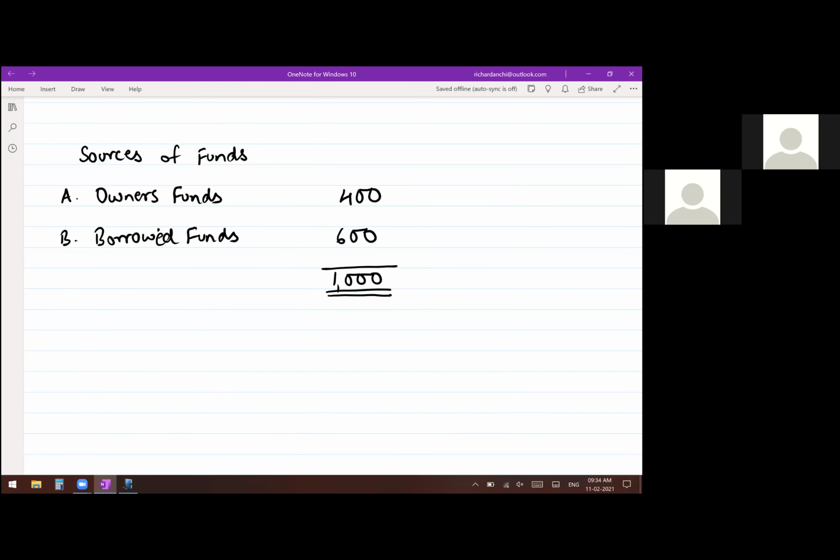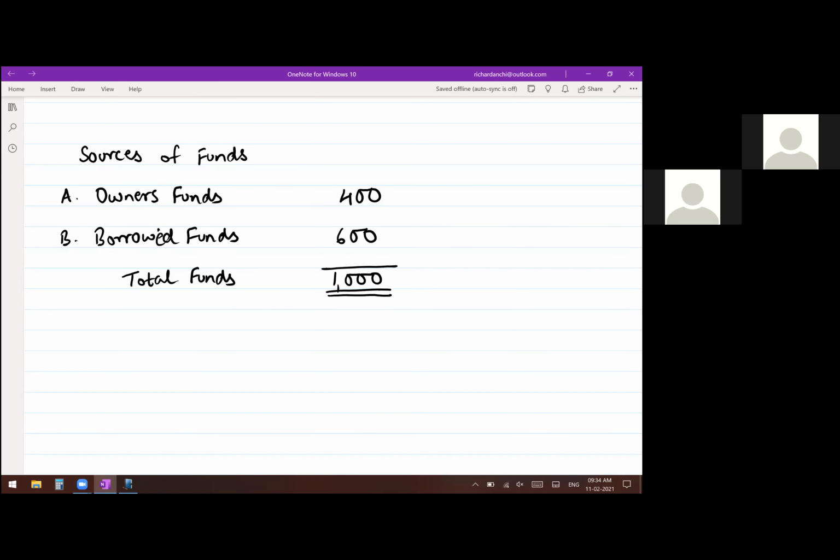Now what analysis you are doing here is check how much of your total funds, which is 1000, how much out of that total funds has come from the owner and how much has come from borrowings. Okay, to do that you have to calculate percentage again. And how do you calculate? Your total funds is going to be the base. And you have to calculate a percentage for each of the items there, that is owner's funds and borrowed funds. How do you do that?